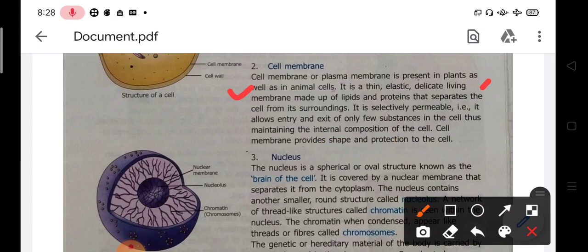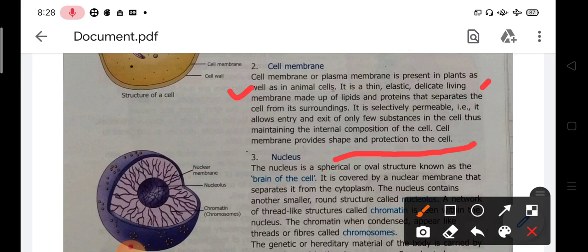The cell membrane provides shape and protection to the cell because it is present as the first, or we call it the outermost, layer in the animal cell. So cell membrane protects the animal cell.